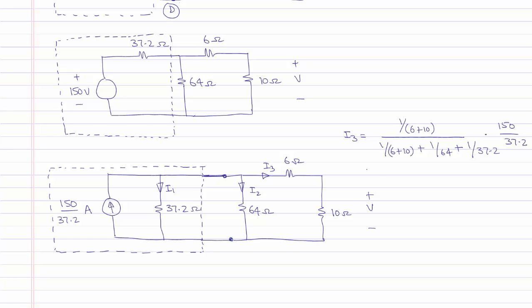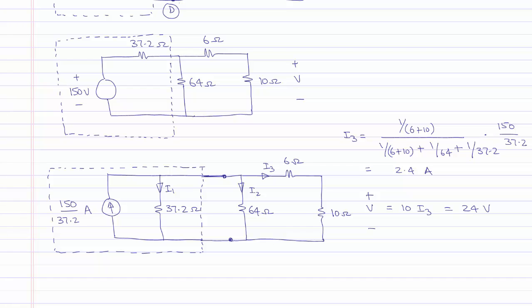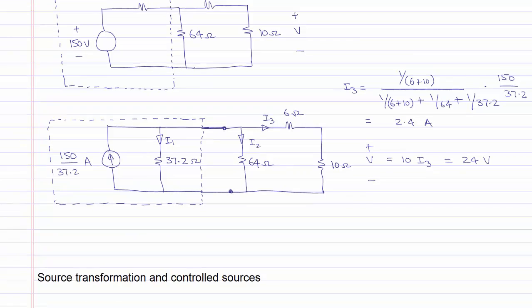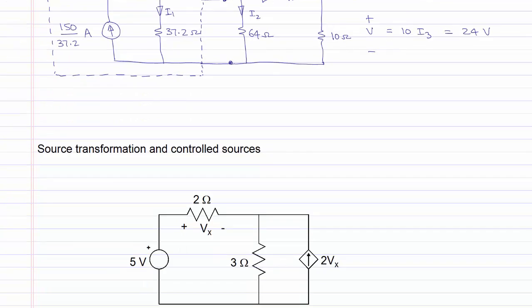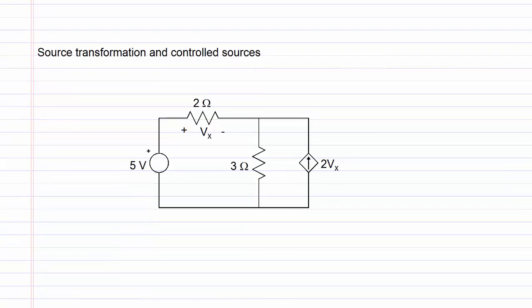Calculation of this expression will give that I3 is equal to 2.4 amperes. And the voltage V will be equal to 10 times I3, which is 24 volts. This completes the analysis of this circuit, where we used source transformation to simplify the circuit and calculate the voltage V that was required. Next, we will take an example of source transformation with controlled sources in the circuit.